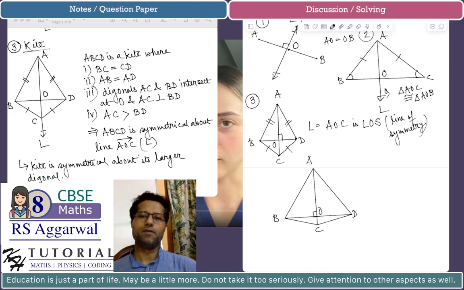How can we decide about which diagonal a given kite is symmetrical? Okay. Now, definitely, no, wait a second.